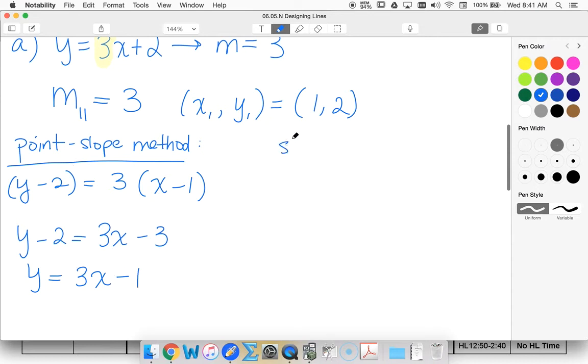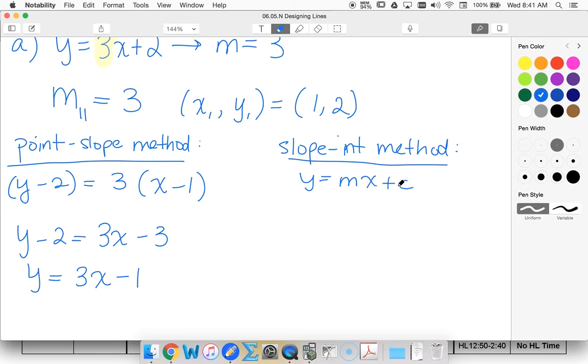Let's see what happens if I use the slope-intercept method. So then I would be using the equation y equals mx plus c. So I know my y is 2. I know my slope is 3. My x value is 1, plus c. So now in this method I have to figure out what the y-intercept is. 3 times 1 is 3. I'm going to subtract 3 from the other side. 2 minus 3 is negative 1. So that tells me my c value is negative 1.